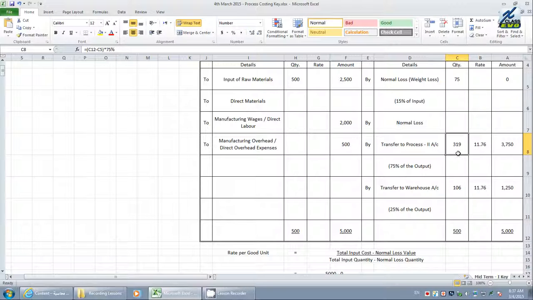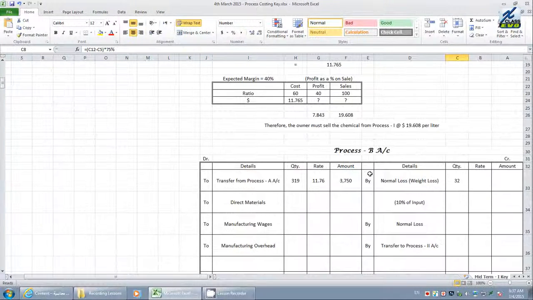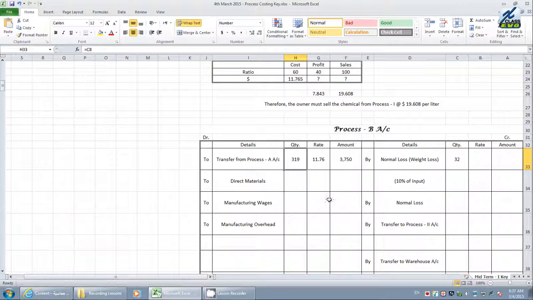How much is being transferred? 319 quantum, and per rate is 11.76, and the value is 3750 is to be taken into consideration. Therefore, process 2, how much quantum you are getting, the same value you have to take into consideration. This is very first step. Is it clear?